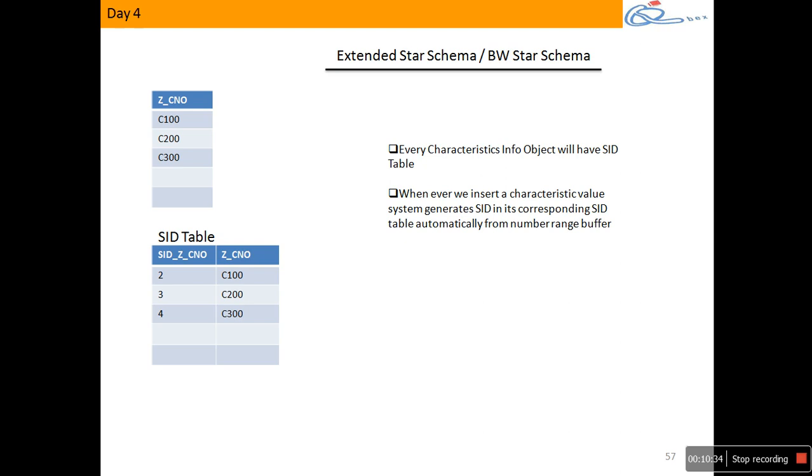Do we have different types of InfoObjects? Like we had characteristic, key figure, time, unit, and all this. But here in the schema, we will refer to only two: characteristics and key figures. That's it. Don't worry much about it.